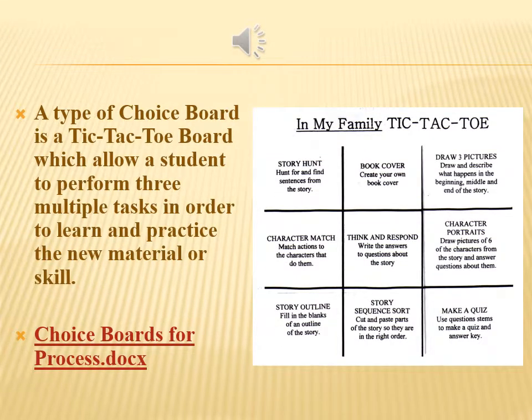A type of choice board is a tic-tac-toe board, which allows a student to perform 3 multiple tasks in order to learn and practice the new material or skill. They can be created by arranging 3 different learning styles and multiple intelligences and tiered activities in order to help students learn using their strengths as well as developing their weaknesses.